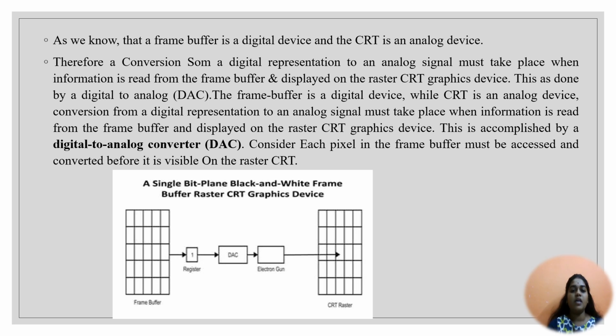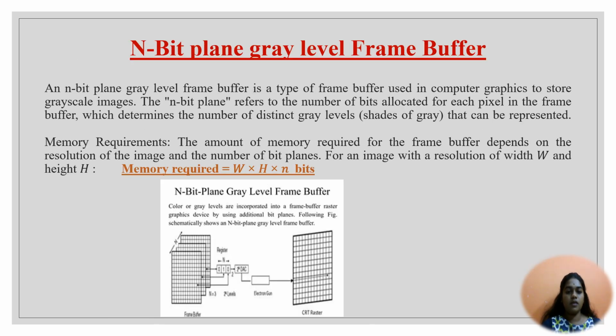The frame buffer is a digital device while the CRT is an analog device. The conversion from digital to analog signal must take place when the information is read from frame buffer and displayed on the raster CRT graphics device. This is accomplished by the DAC, considering that each pixel in the frame buffer must be accessed and converted before it is visible on the raster CRT. Here is an example of a single bit plane black and white frame buffer raster CRT graphics device.